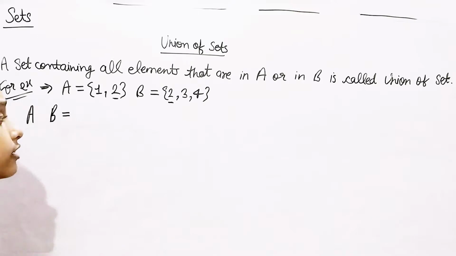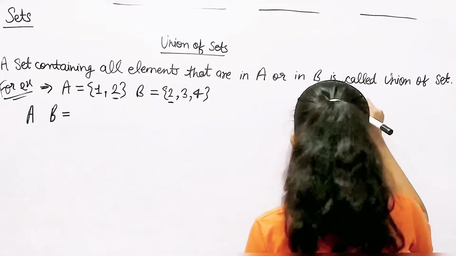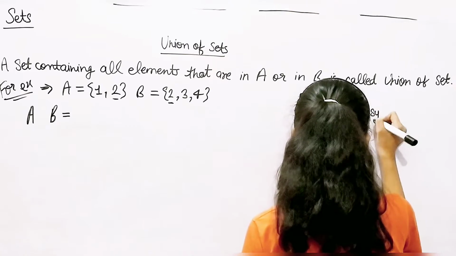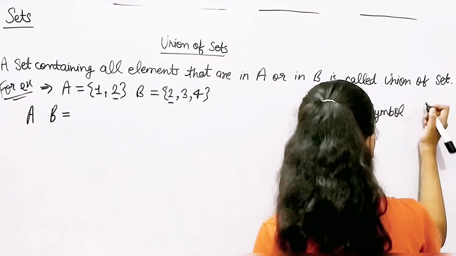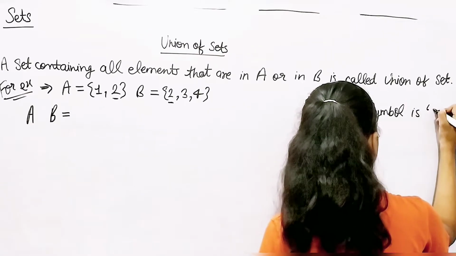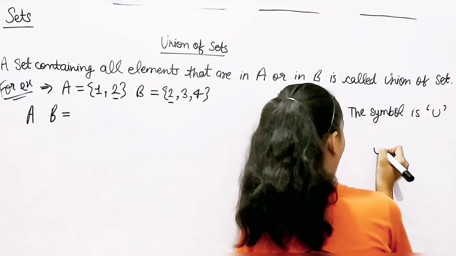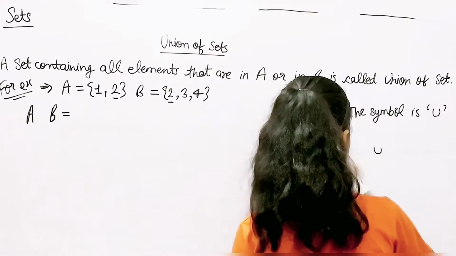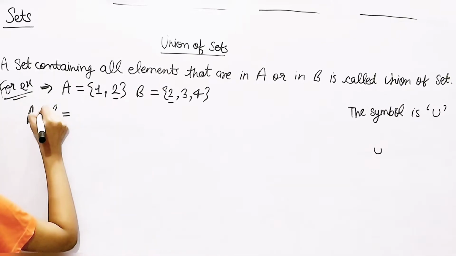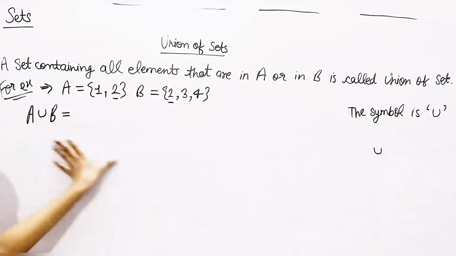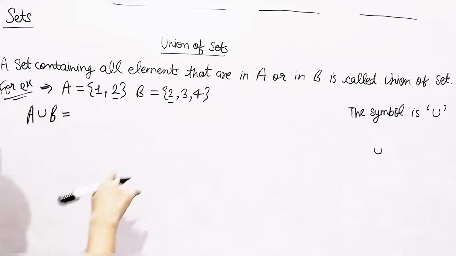Is there a symbol for the union of sets? Of course there is. The symbol is kind of like a U, but a small u. So don't get confused. Is it the universal set? No, it isn't. It is the union symbol. I hope you can understand it, and let's not get confused.